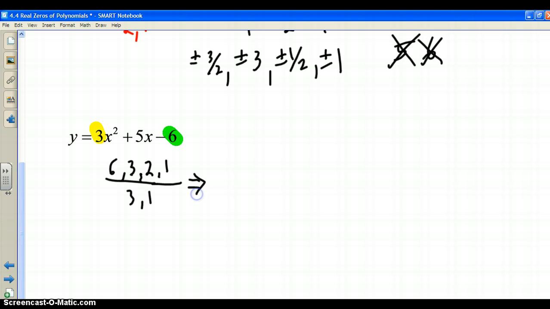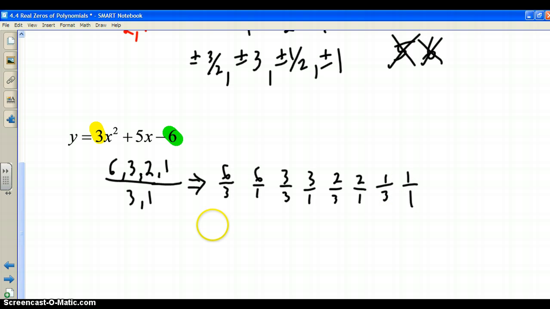I just write this to get my bearings, and I try to think through every possibility here. So we have 6 over 3, 6 over 1, 3 over 3, 3 over 1, 2 over 3, and 2 over 1. And 1 over 3, and 1 over 1. So let's write these a little bit better.